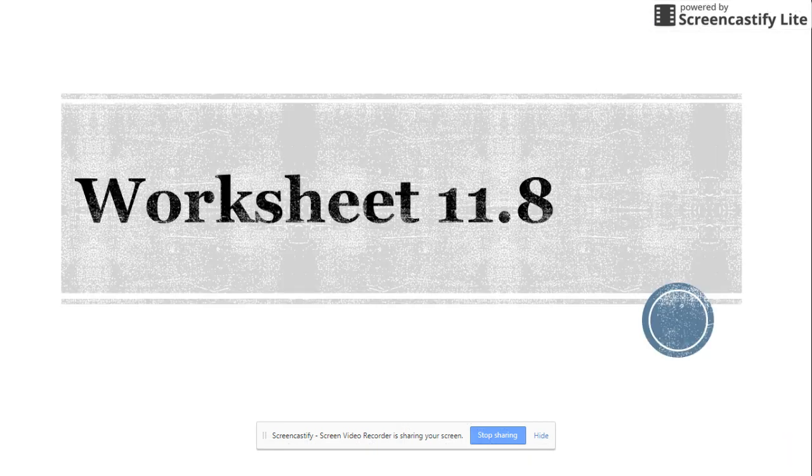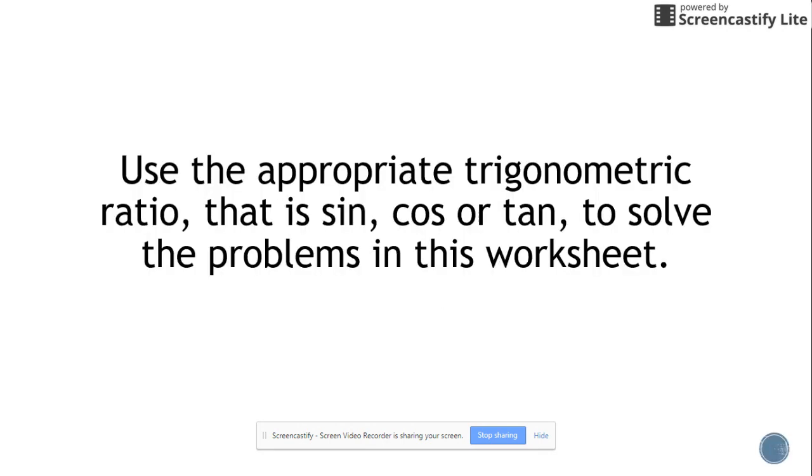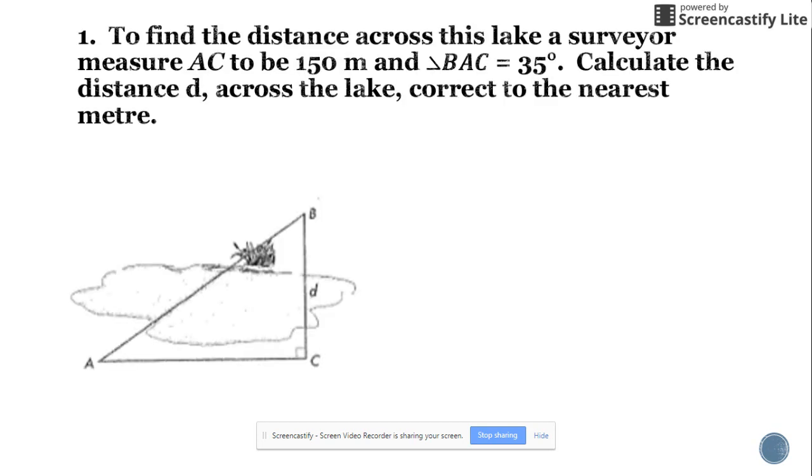Right, so now we're on worksheet 11.8. Use the appropriate trigonometric ratio, that is sin, cos, or tan, to solve the problems in this worksheet. So, to find the distance across this lake, the surveyor has to measure AC.